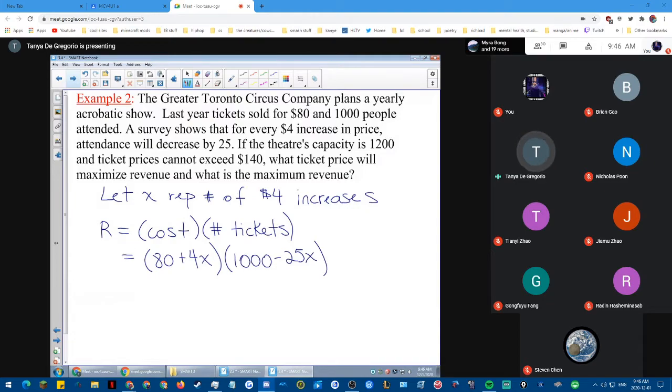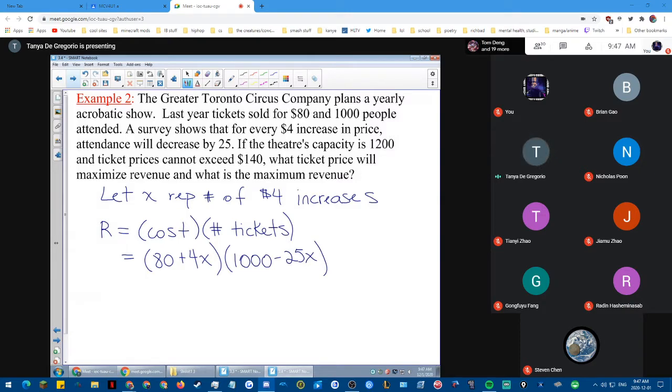This is what I'm trying to maximize. So because this is what I'm trying to maximize, this is what I need to find the derivative of. Now, do I have any extra variables here? No, so I don't have to worry about another equation. I've got 2 variables, an independent and a dependent. I can go ahead and take the derivative.